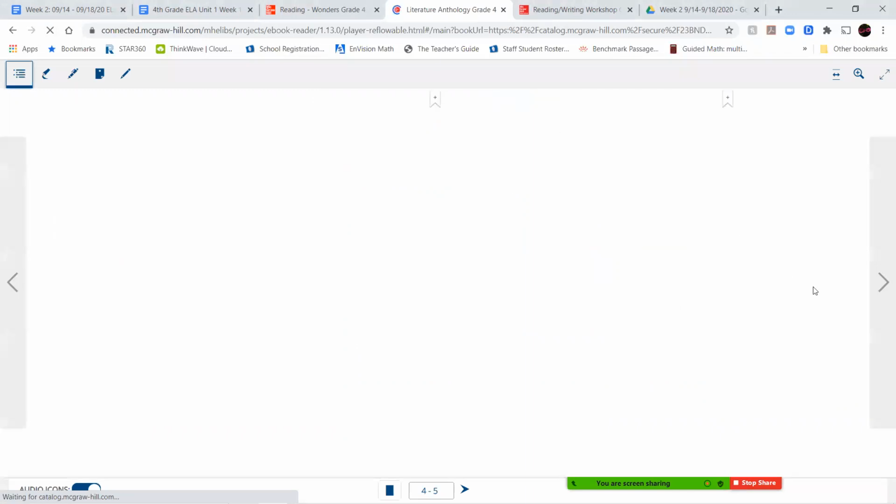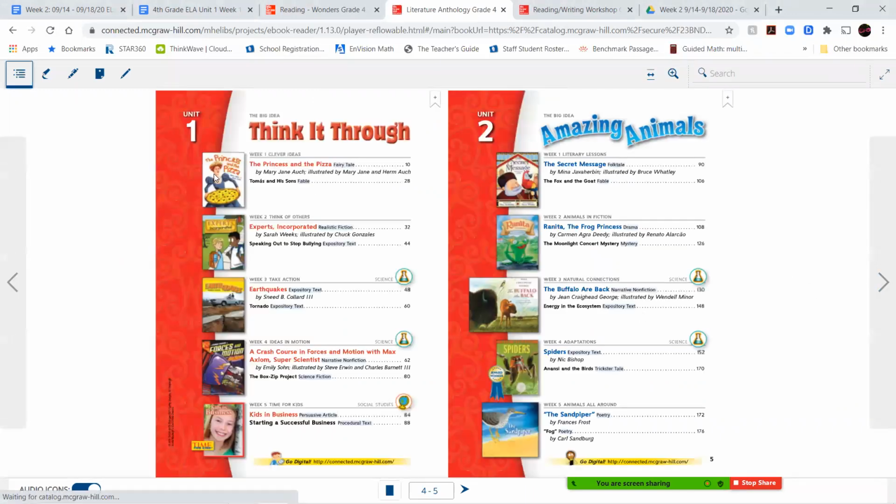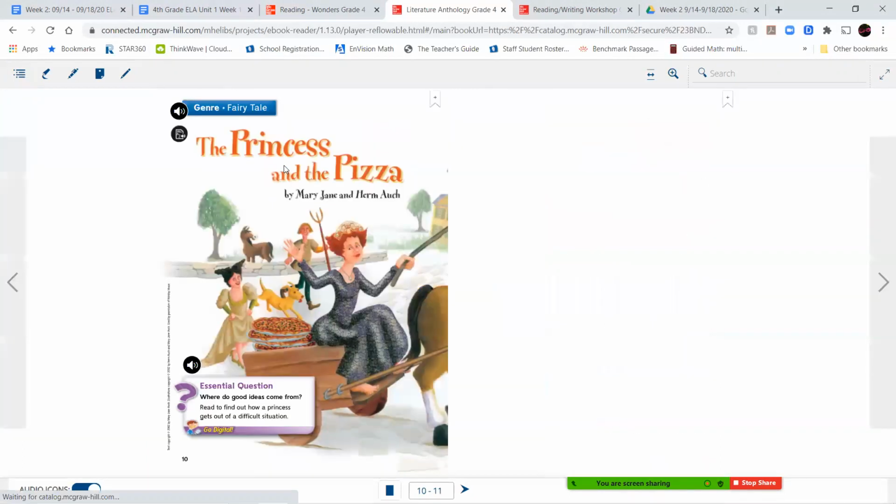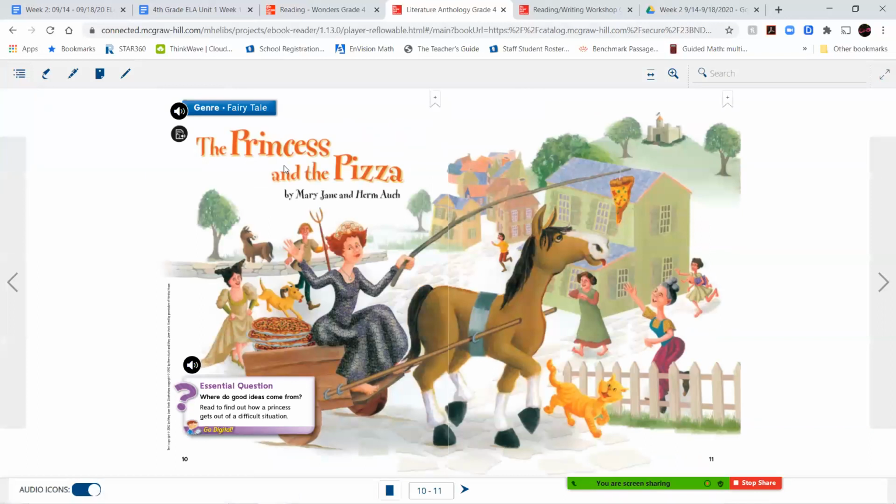Let's reload this real quick. Okay, so here we go. We flipped through the pages until we got to our Unit 1 page, and you can see over here in small letters, is Week 1, Week 2, Week 3. So we're going to go to our first story, The Princess and the Pizza. You're going to click on that and it's going to open up your story.